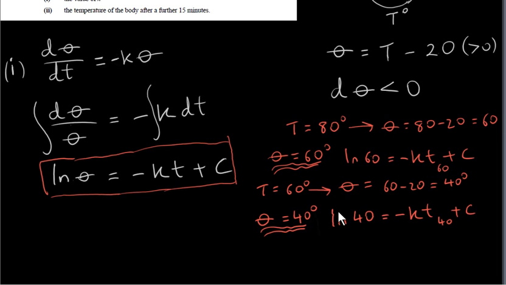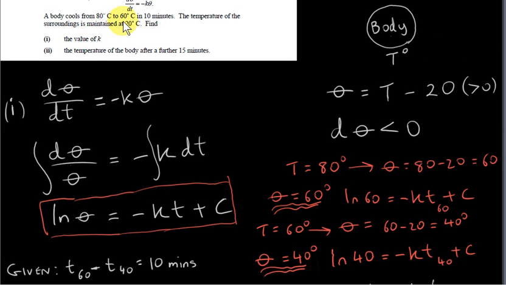So we do something similar. We apply this formula this time for when theta, the temperature difference, is 40 degrees. So we plug 40 in for theta, and let's say the time at which the temperature difference theta is 40 degrees is T40. We don't know this time. We're not given the times actually.